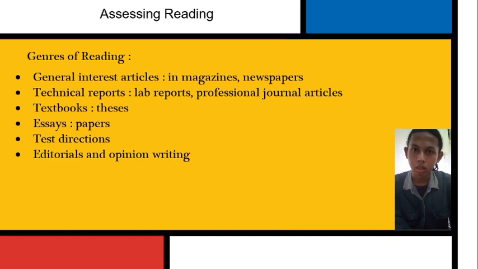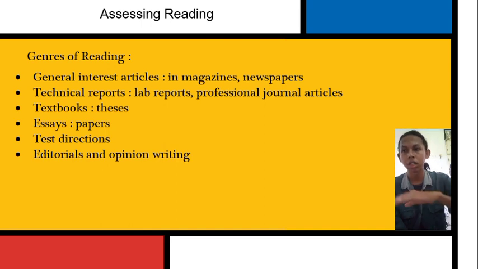And the second material, atau materi yang kedua adalah assessing reading. Nah, di assessing reading ini juga terdapat tipe atau types atau genres of reading. Yang pertama adalah, atau the first is general interest articles, number 2 is technical reports, number 3 is textbooks, and number 4 is essay, number 5 is text directions, and the last is editorials and opinion writing.